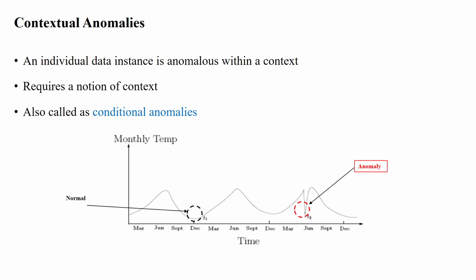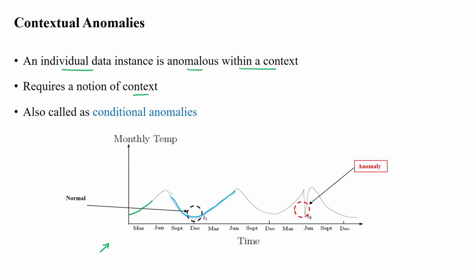So the next one is the contextual anomalies. Here an individual data instance is an anomaly with respect to a given context. It requires a notion of context. For example, this is the temperature for a month, for a year. So here, in March, it is going up gradually. Suddenly, in the month of December, look at that, gradually it is decreasing. So this is normal.